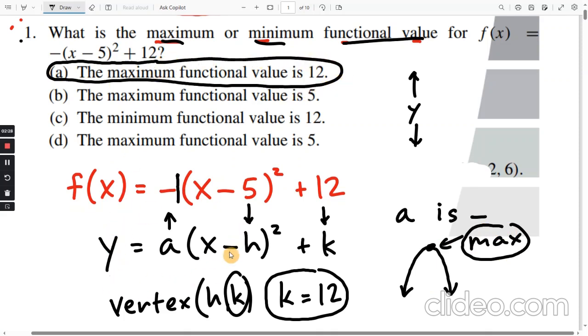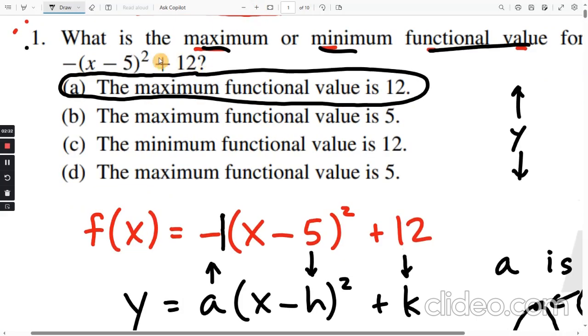Do you need to do all this work? No, you don't. You should be able to look at an equation like this and identify it's in vertex form and say, oh yeah, the min-max is 12, and since it's negative, it's going to be a max.